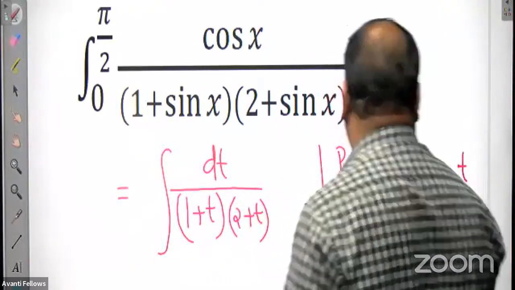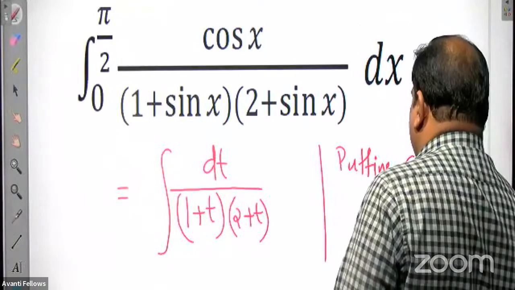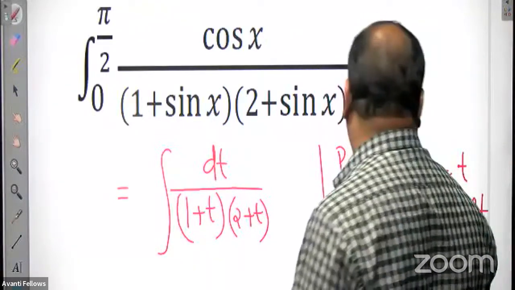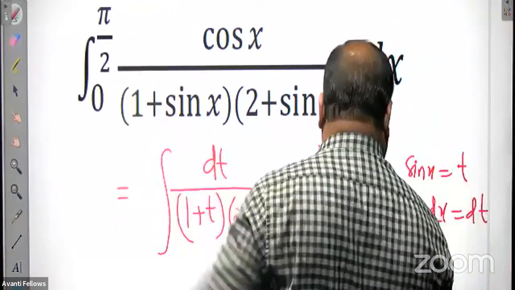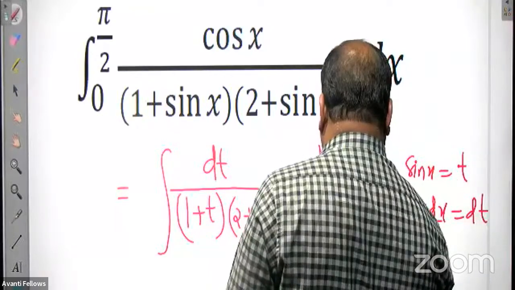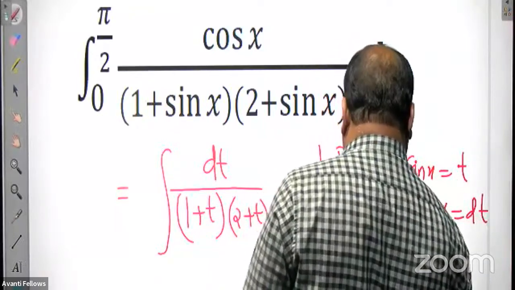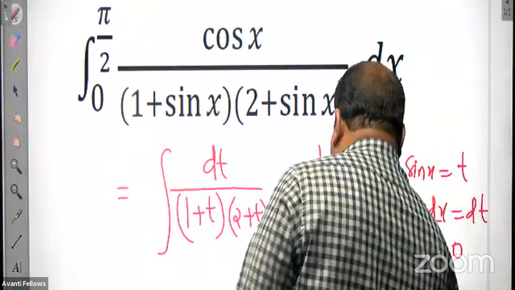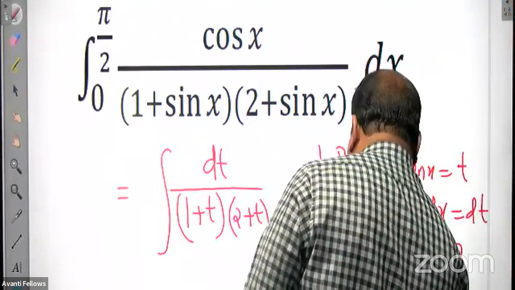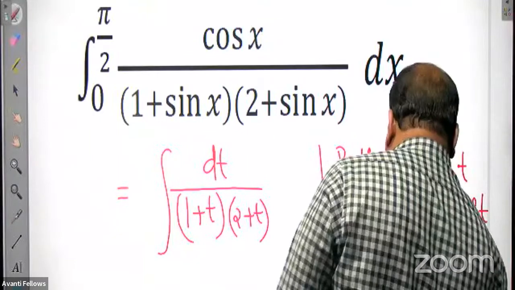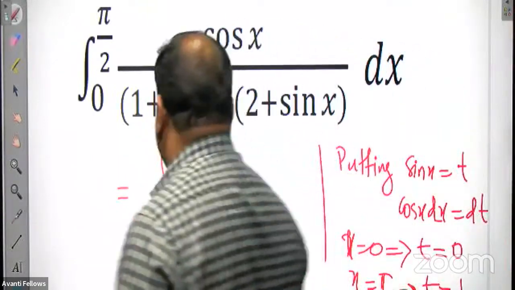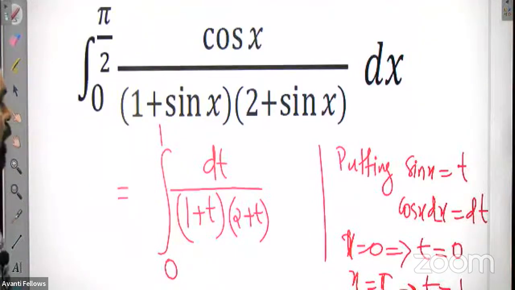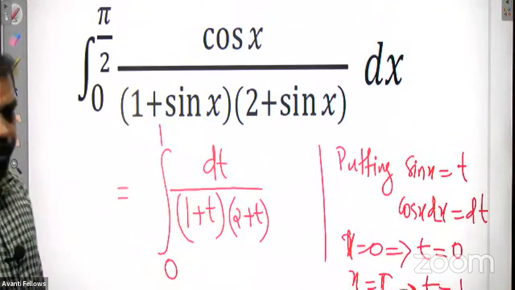Putting sin x equal to t, so very clearly cos x dx will be equal to dt. And limit also we have to change. The lower limit is 0, x equal to 0 implies t equals sin 0, that is 0. And x equal to pi by 2, upper limit is pi by 2, that implies t is equal to sin pi by 2, that is 1. So ultimately, this integral reduces to integral from 0 to 1 dt by 1 plus t into 2 plus t.